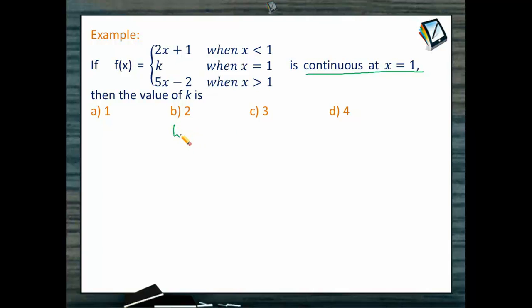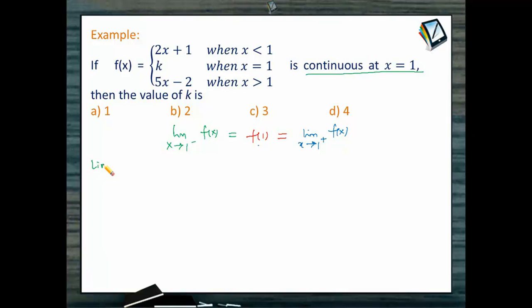It should satisfy limit as x tends to 1 minus of f of x equal to f of 1, and this value should in turn be equal to limit as x tends to 1 plus of f of x. So which condition am I using? The left hand limit should exist, the right hand limit should exist, and those two must be equal, and they in turn must be equal to f of 1. So let's calculate each of these values separately.